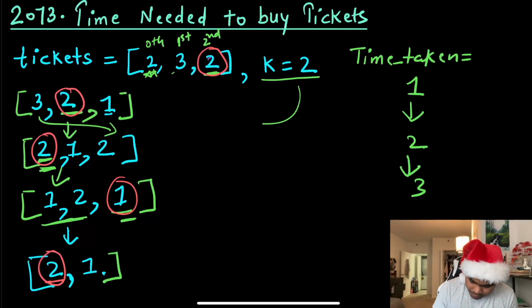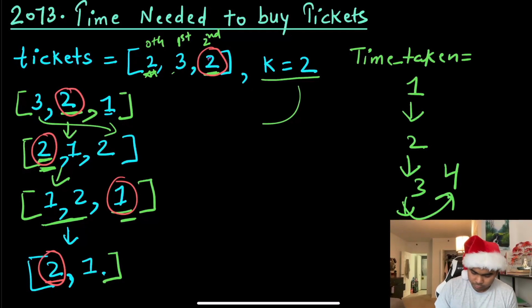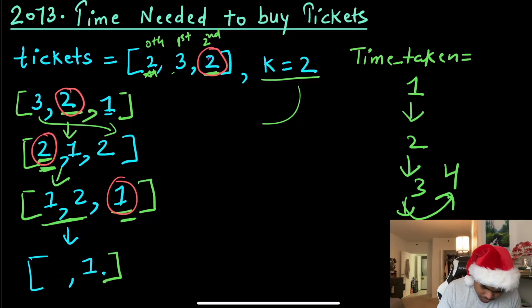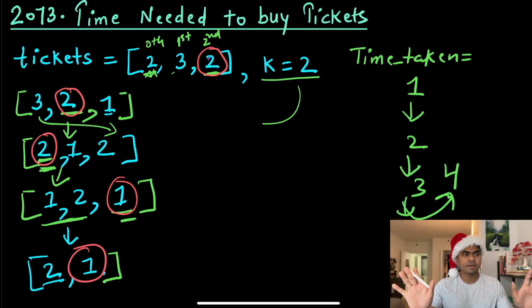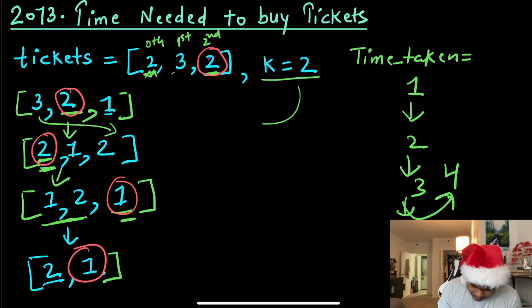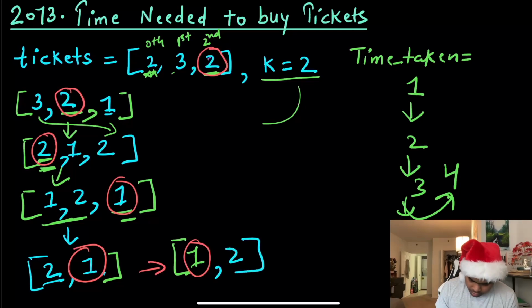Now the time now is 4 seconds. Then this will buy, why did I write 2 now? It was supposed to be, okay, no, never mind. This is actually the other guy. This is still 2. This is not our guy. Our guy is this. My bad. Okay, so this will buy the ticket, and then our array will become 1, our guy, and then 2, and that's it.